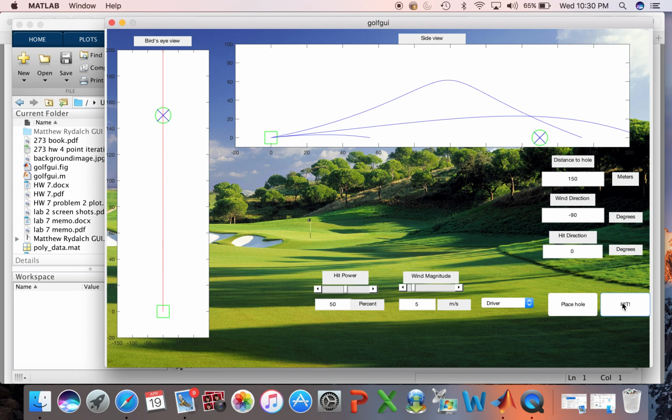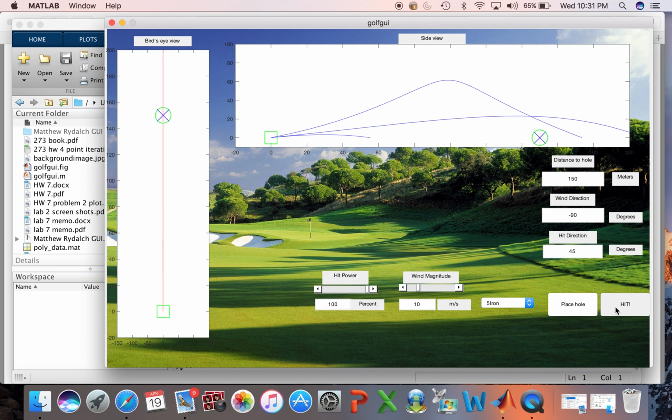So for our last specification for this hole, we are going to go from a 5 meters per second wind to a 10 meters per second wind. From there, we can switch our hit power to be 100%, and we are going to use a 45-degree angle now with a 5-iron.